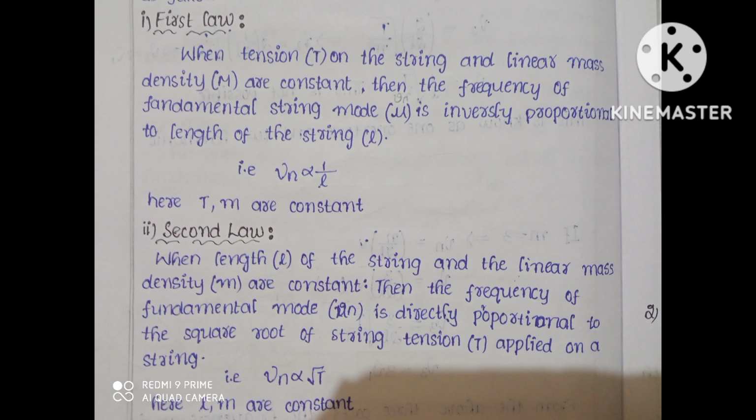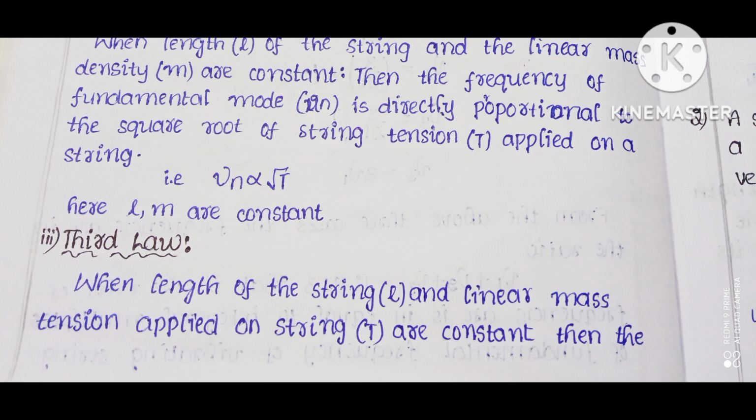Next, second law: when the length L of the string and the linear mass density m are constant, then the frequency of the fundamental mode is directly proportional to the square root of the tension T applied on the string. That is, Vn is directly proportional to root T. Here L and m are constant.